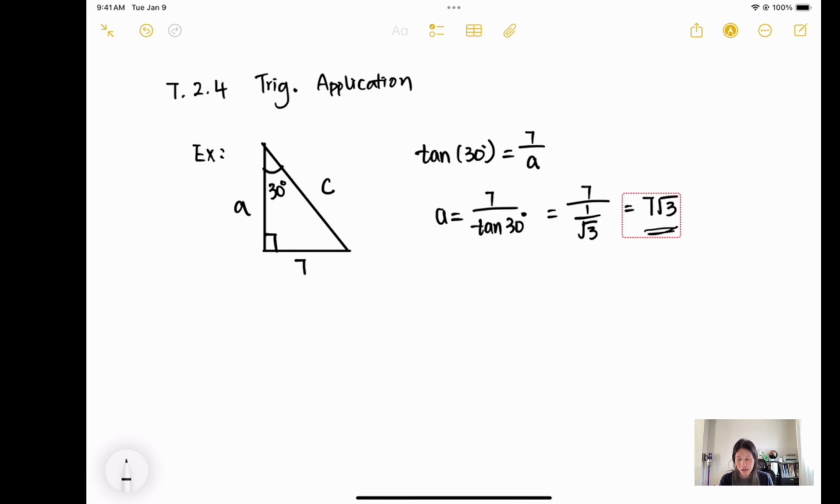Okay, next is how do we find C? When you look at the degrees, where is the C? C is the adjacent side, so we can either use tangent. Oh no, C is the hypotenuse, sorry. C is the hypotenuse of the triangle, so that means we can either use sine or cosine.